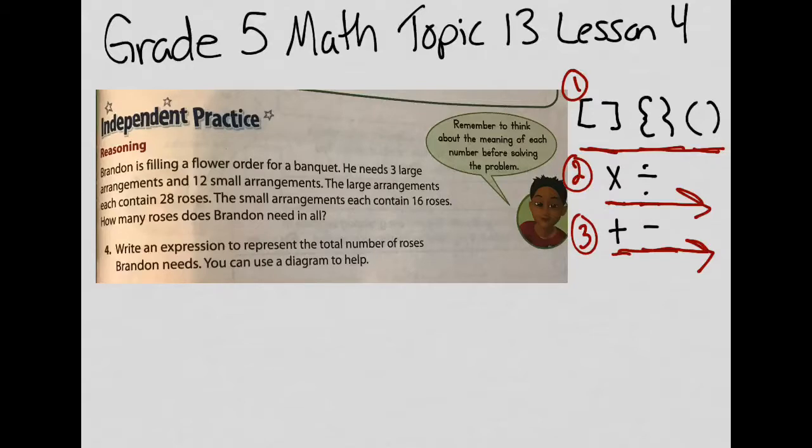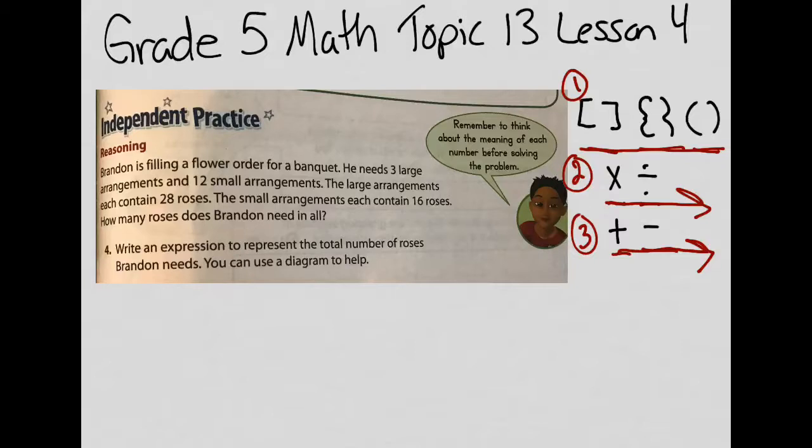Let's look at a problem together. Brandon is filling a flower order for a banquet. He needs 3 large arrangements and 12 small arrangements. The large arrangements each contain 28 roses. The small arrangements each contain 16 roses. How many roses does Brandon need in all?